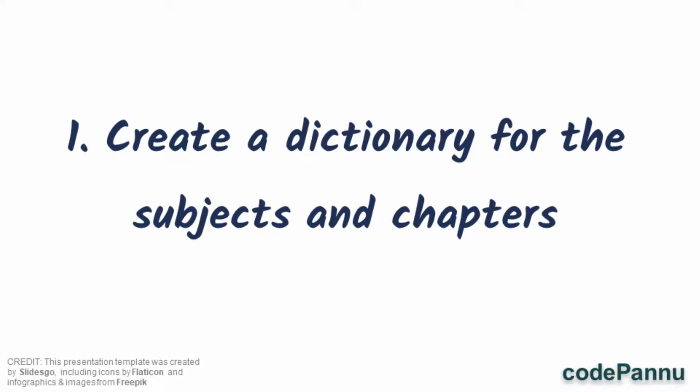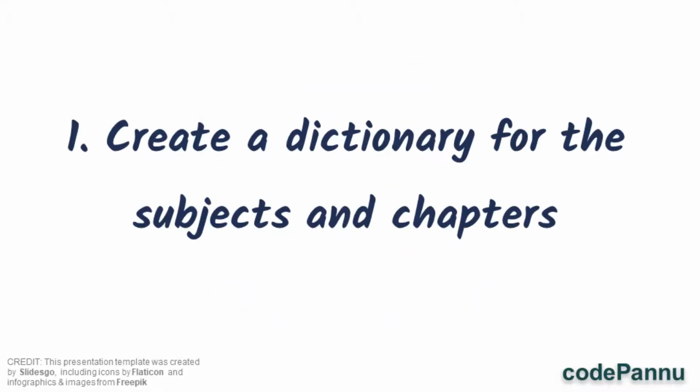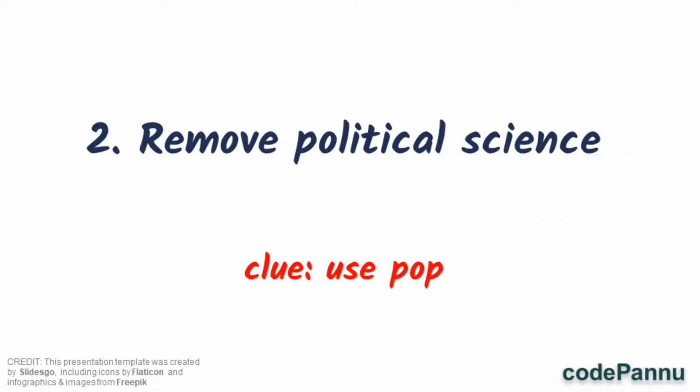First, she is asking you to add the following subjects and chapters: English 18, Maths 20, Science 18, History 14, Political Science 6. So, can you create a dictionary with the name of the subjects and the chapters in it? Very easy, correct? Alright. The second task she tells you is to remove political science from the record. So, can you write a statement to pop the subject from the dictionary? Yes, you can. Again, very easy.